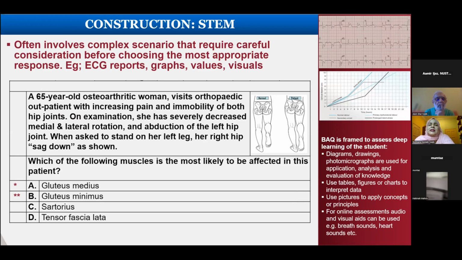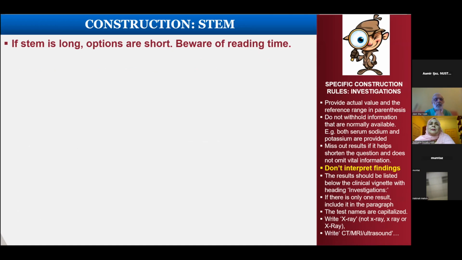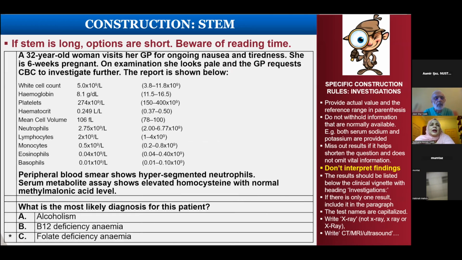Which of the following muscles is most likely to be affected in this patient? This is a year 1 question from the musculoskeletal module, and we have to select which muscle is producing this deformity. If the stem is long, the options are short, and beware of the reading time again.